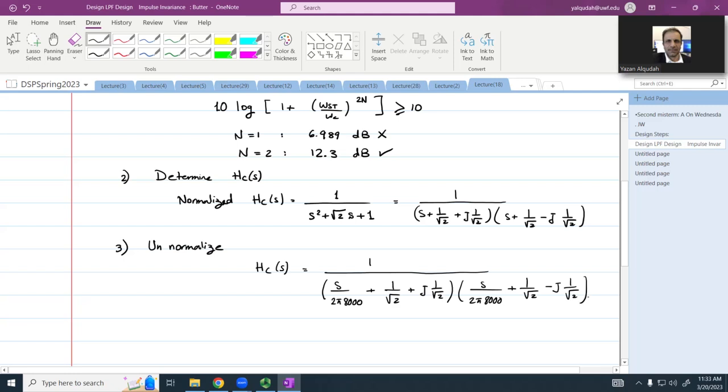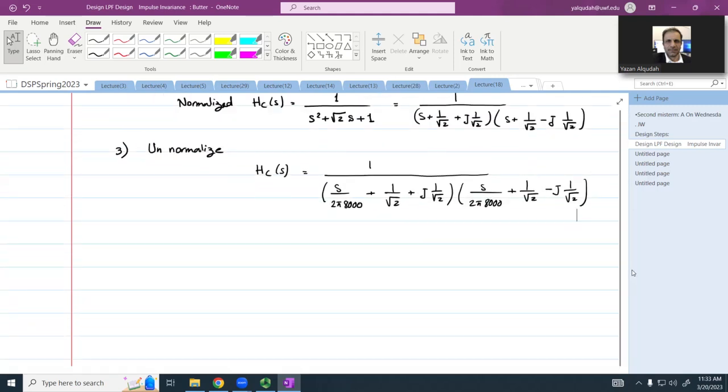That's the omega C. Unnormalized. The filter in the table has omega C equal to 1. So to unnormalize it, you replace S with S over omega C. Okay. What is the next step? We're going to do partial fraction expansion.